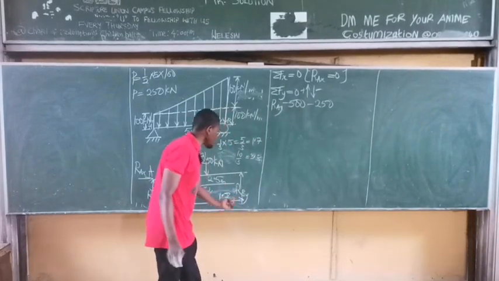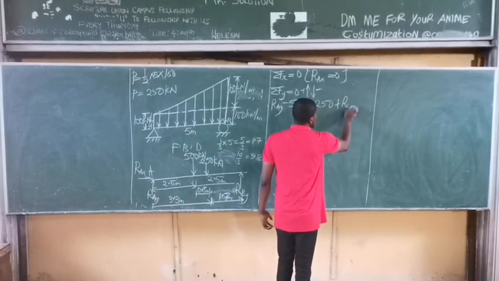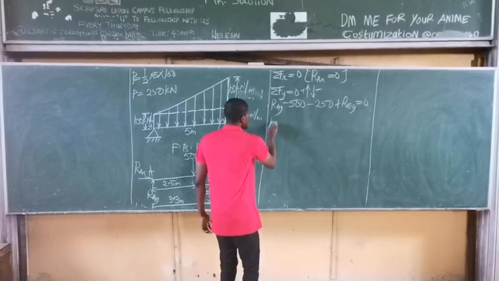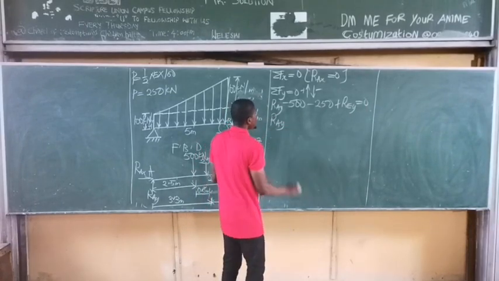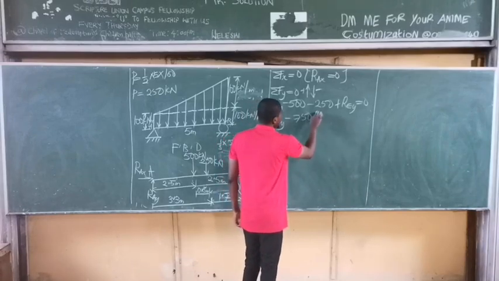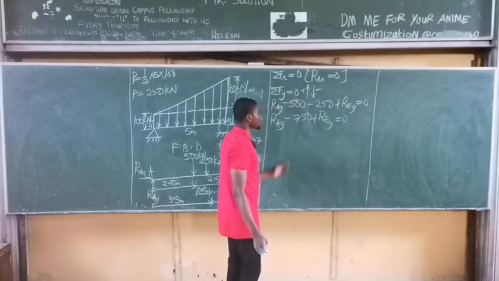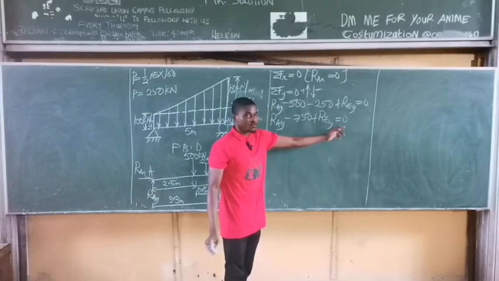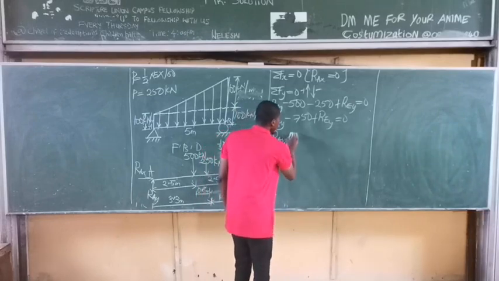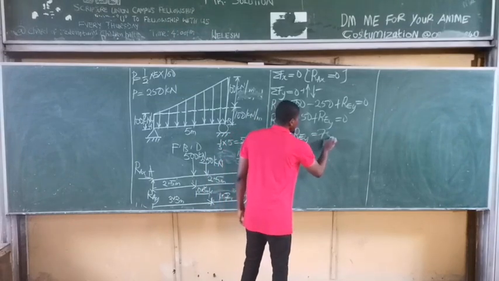And finally, you have REY pointing upward, so it's positive, plus REY. And the whole of this is equal to 0. So this is simply RAY minus 500 minus 250 gives us minus 750 plus REY, and that's equal to 0. So let's send minus 750 over to this side of the equation. Therefore, RAY plus REY is simply equal to 750.